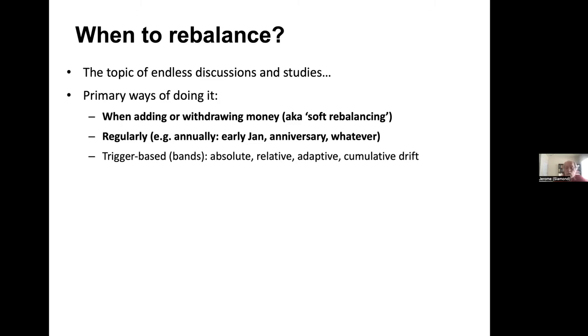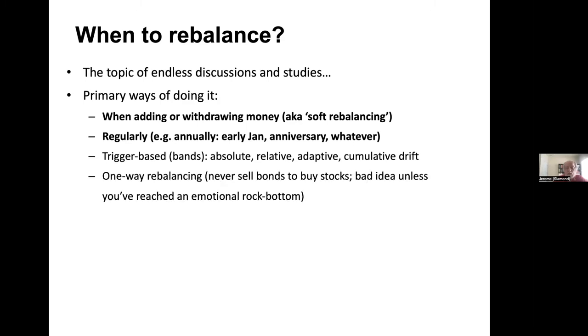Somebody on the forum called Long Invest and myself came up with something called adaptive rebalancing, which has slightly better mathematical properties. And there's a little known mechanism, which I discovered relatively recently, called cumulative drift, which I think is actually pretty clever. So what was the name of that, Jerome?